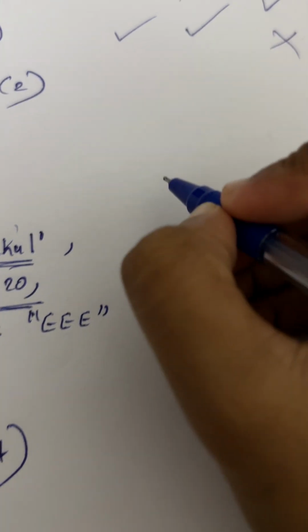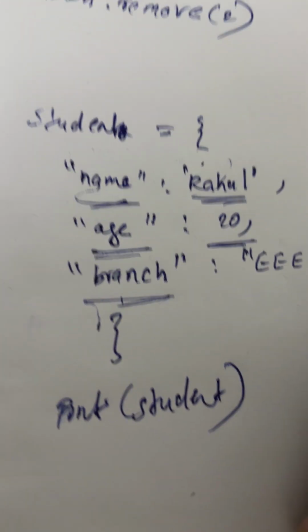Now we are learning how to access a value. If you print student with name in brackets, Python searches for the key name and returns Rahul. In another example, print student with age in the bracket, and the answer will be the age value.